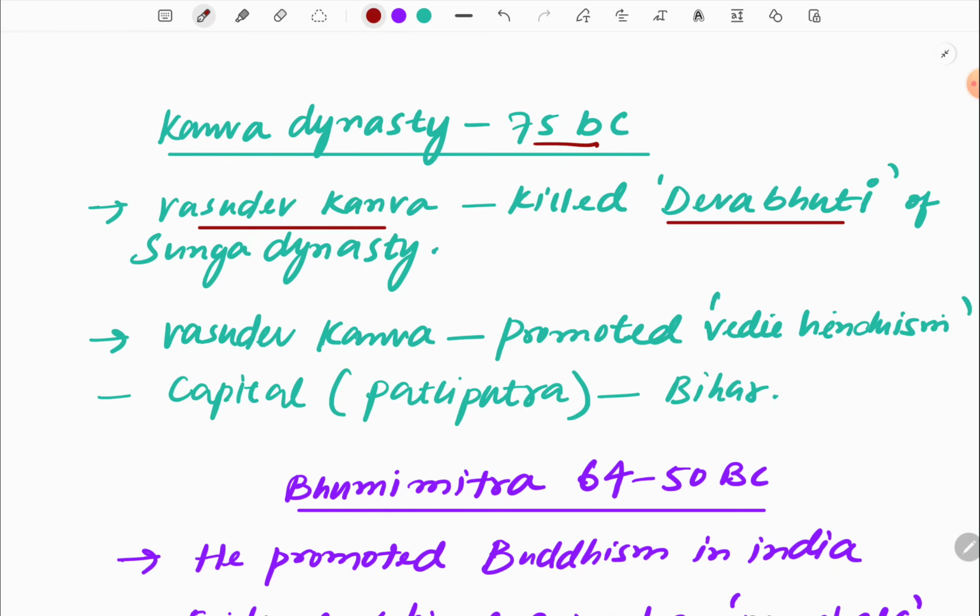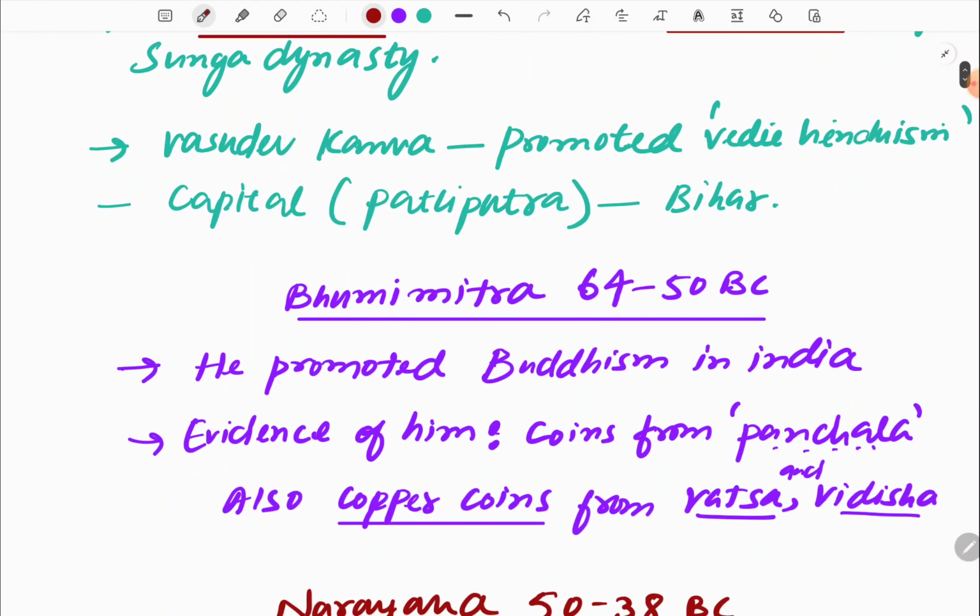This Vasudev Kanva promoted Vedic Hinduism. He was a Brahmin and he promoted Vedic Hinduism. His capital again was Patliputra, which is present day Bihar.